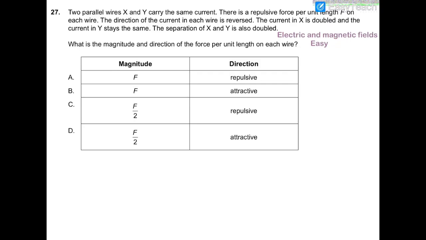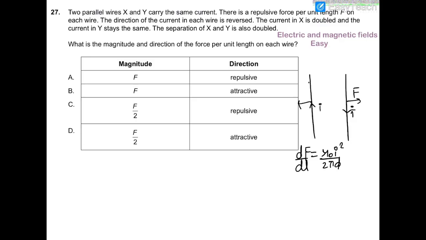In this question, you can see that there are two parallel wires X and Y that carry the same current. There is a repulsive force acting between the wires. So we first of all see the scenario that when these wires carry the current in different directions, opposite directions, the force is repulsive and current is same, I. So F will be equal to mu naught I square by 2 pi d. This is force per unit length, dF by dl.